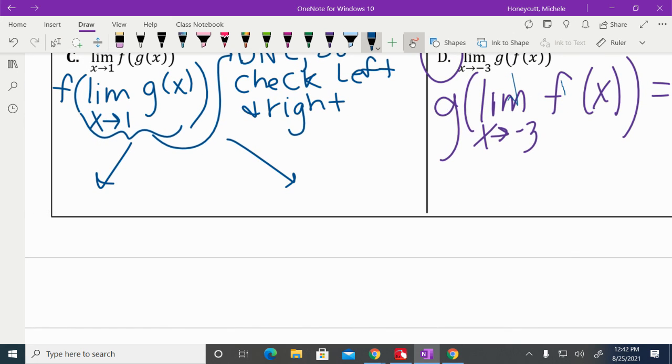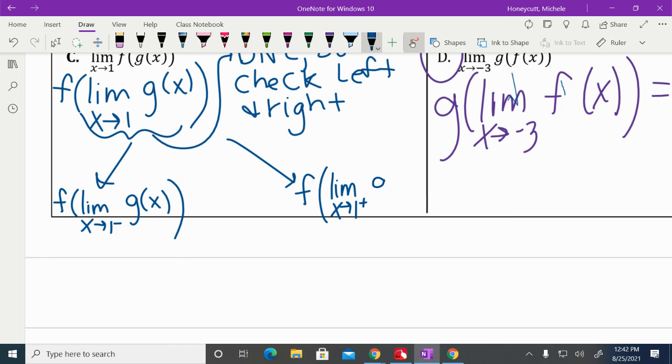So I'm going to need to find f of the limit as x approaches 1 from the left of g of x. And then I'll also need to find f of the limit as x approaches 1 from the right of g of x.